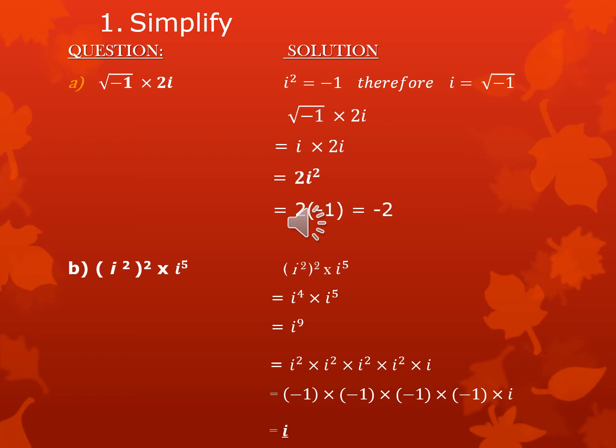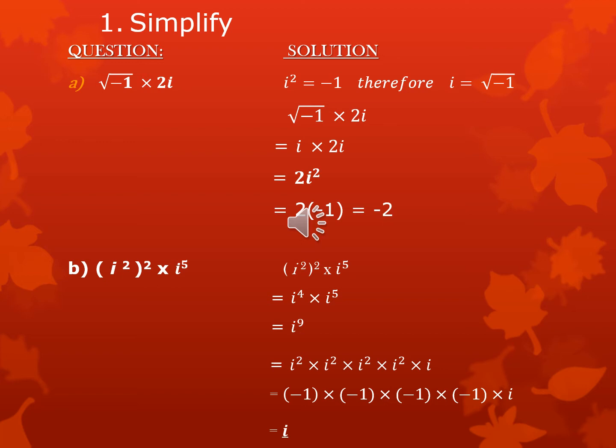In our first step, we have to replace root of -1. So our question now becomes i times 2i, which gives us 2i squared. We need to further simplify this by replacing i squared with -1. So 2 into -1 gives us -2.